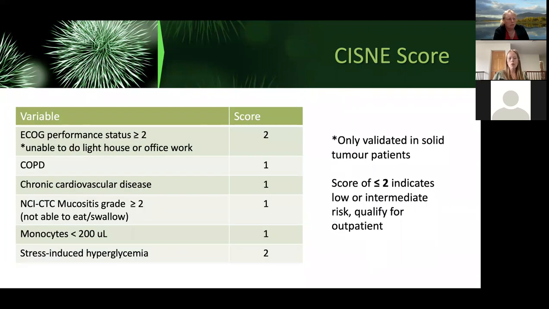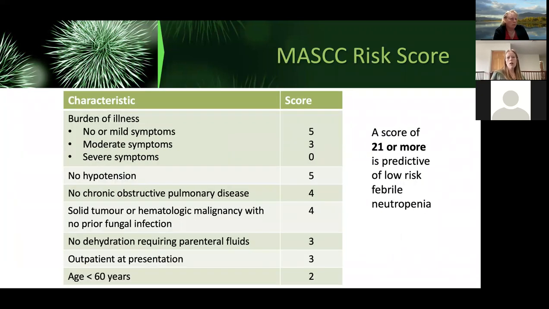And then the second score was created actually in response to this score, because this score, when it's studied, has variable results across different studies in terms of actual predictive value for predicting severe complications of neutropenia. In some studies, it's excellent. It has like a positive predictive value of 91%, and then in some it's 41%. So like a lot of scoring tools, it has its limitations.